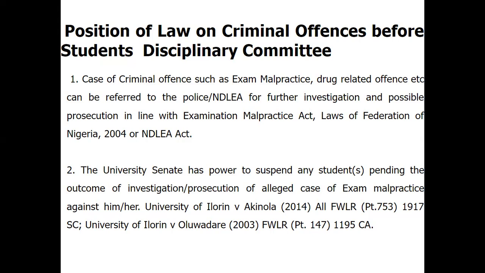Why? Because they believed that what happened did not follow the normal procedure. And the only way the university can block that is to ensure that after they have carried out the necessary investigation, they suspend the student and forward the matter to the appropriate law enforcement agency. Next slide, please.